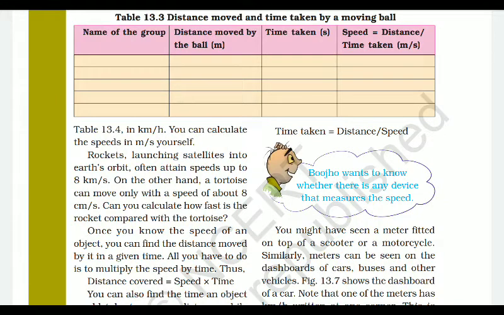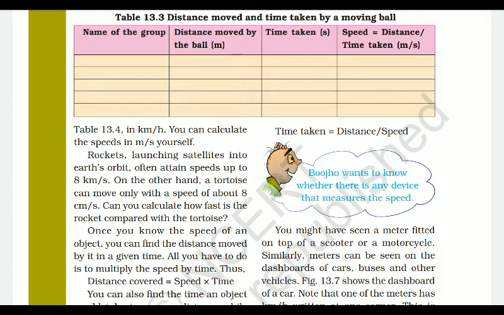A rocket launching satellites into Earth orbit often attains a speed of up to 8 kilometers per second. On the other hand, the tortoise can move only with a speed of about 8 centimeters per second. Can you calculate how fast the rocket is compared to the tortoise?